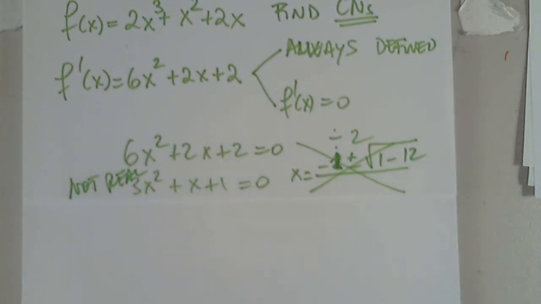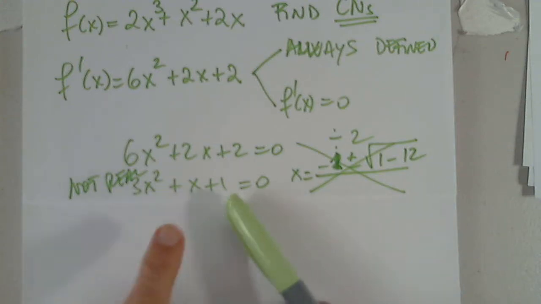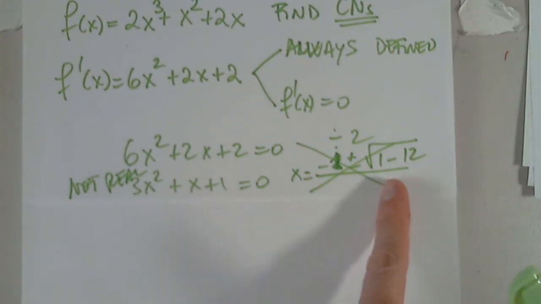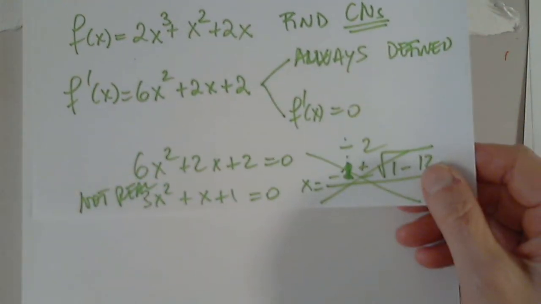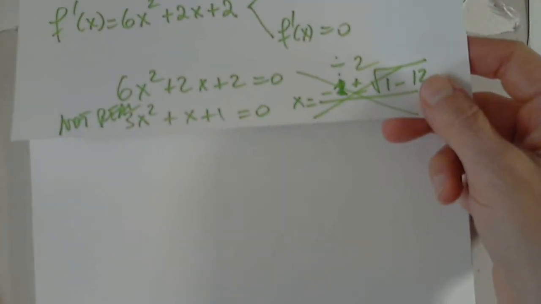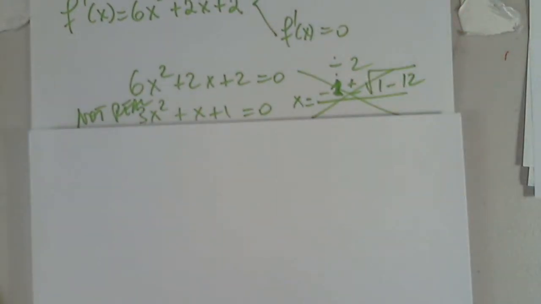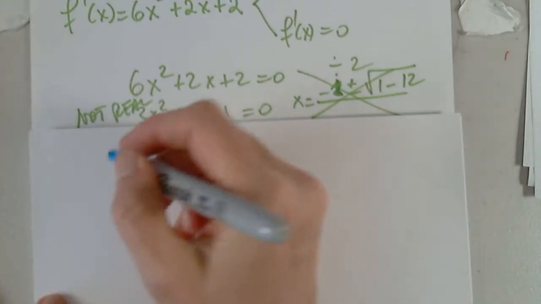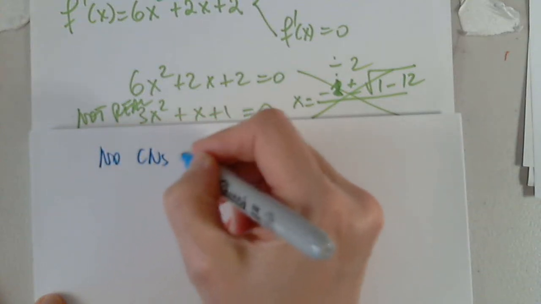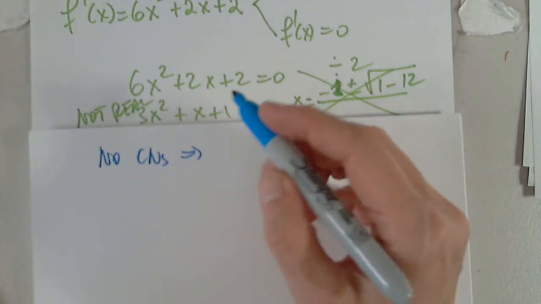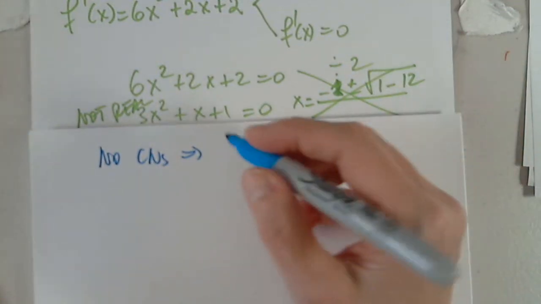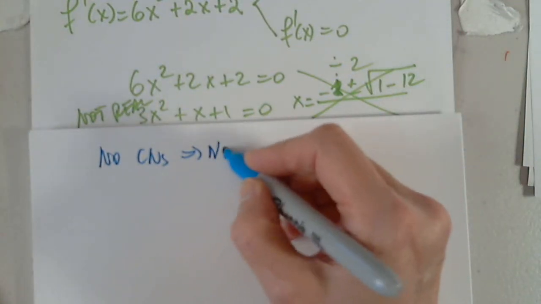Because the equation has no solutions, it's never 0, the left-hand side will never equal 0. I get an imaginary number, the square root of 1 minus 12. This function has no critical numbers, done. So, no critical numbers. I don't have to write it at this point because we haven't explored that avenue. No max, min.